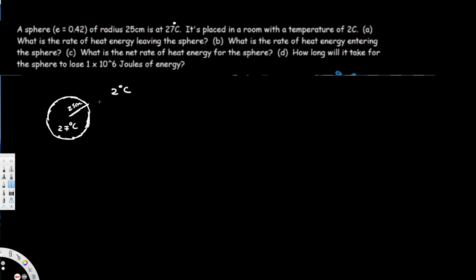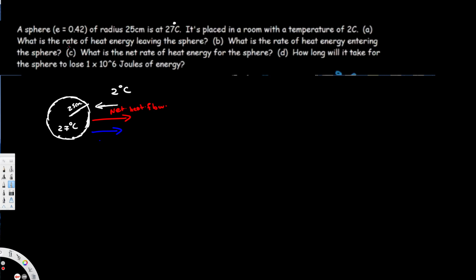The thing that's going to happen is that heat is going to go into the sphere, and the sphere is going to emit at 27 degrees Celsius, but the net rate is going to be outward. Because the sphere has a higher temperature and the surroundings have a lower temperature, heat will always go from higher to lower. So the net is going to be in this direction. This is going to be the net heat flow. So let's answer these questions first.